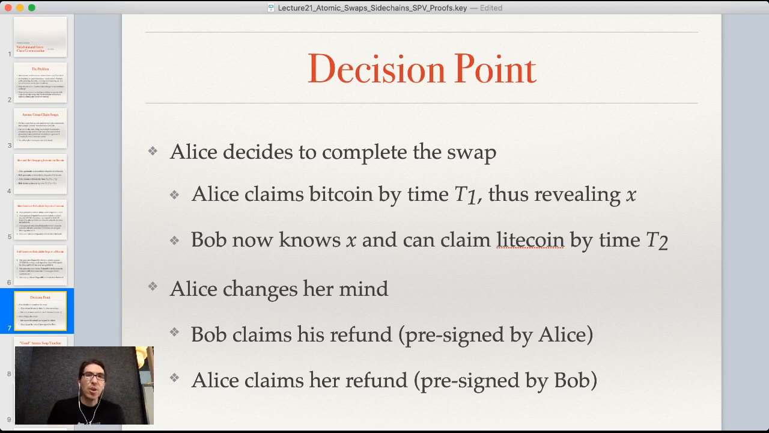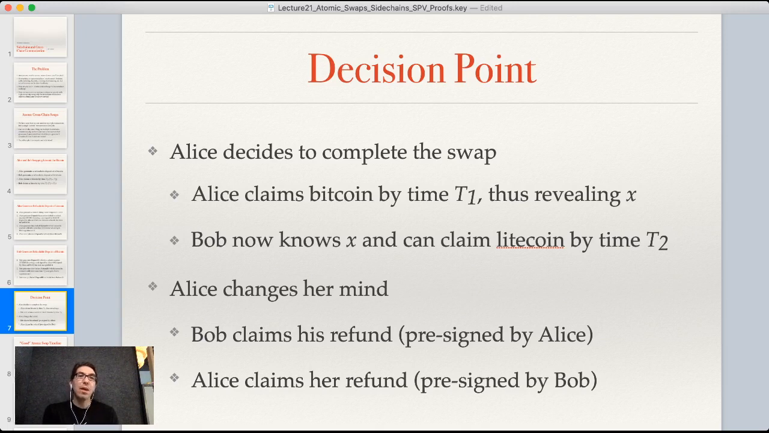So just a note here, when I talk about times, all of these times are block times. So remember, in a proof of work system where block production times are probabilistic, we can't really say this is going to happen by a particular timestamp. All of these are specified in blocks.